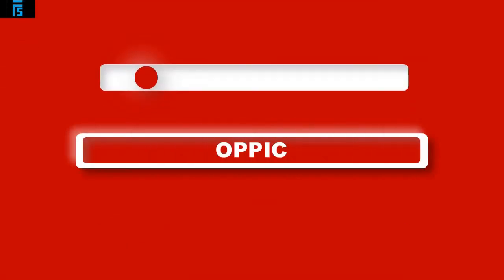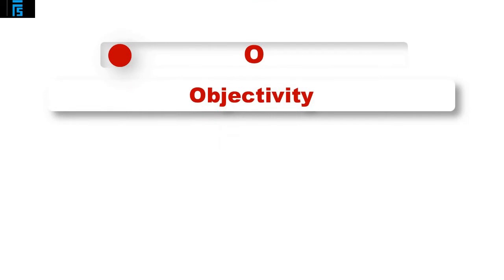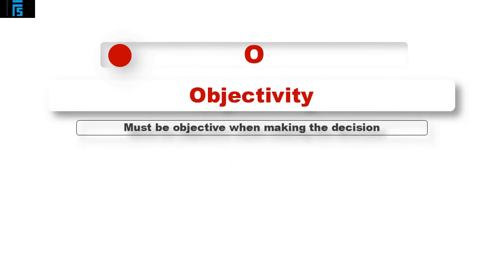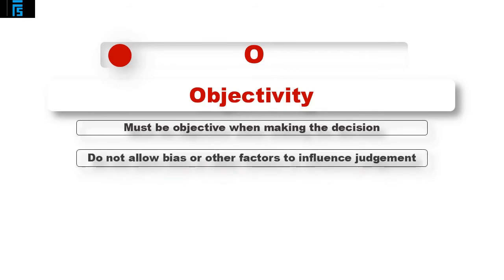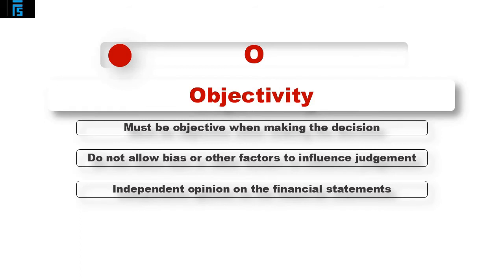To help remember the fundamental principles, we can use the mnemonic OPIC. We will go through each principle so you can understand the importance of each one. The O is for objectivity. Auditors must be objective when making decisions. This means they must ensure they do not allow bias or other factors to influence their judgment when making decisions on the audit assignment. If auditors remain objective during the audit, then they will be able to make an independent opinion on the financial statements.